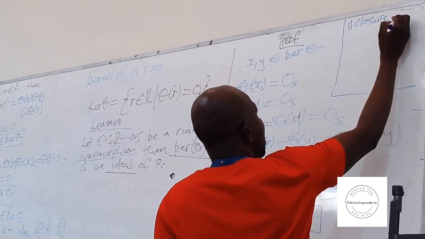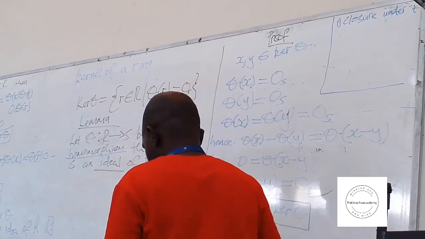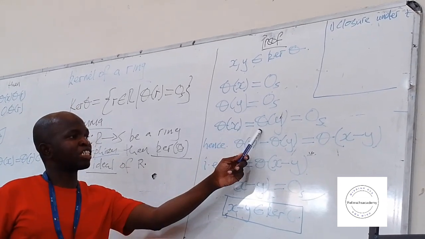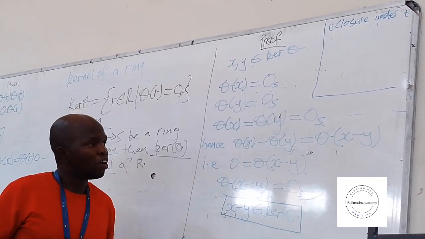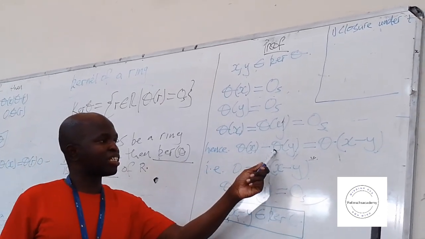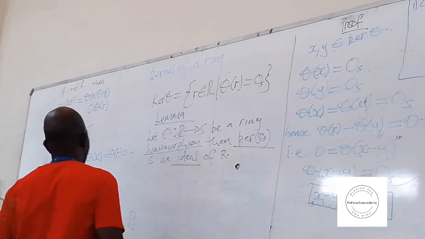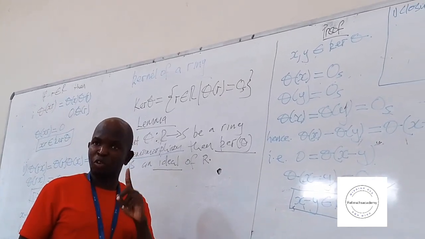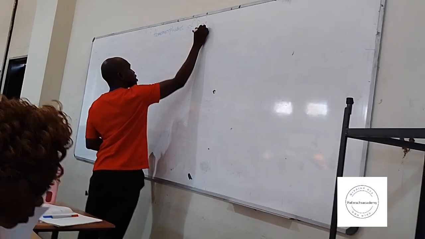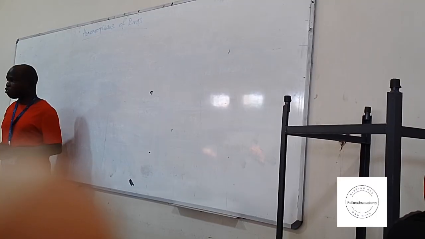We are trying to test, as the first step, theta x is equal to theta y is equal to 0s. Hence, theta x minus theta y. Remember, now we have this property: a minus b is an element of the ideal. So that is our concept for today.